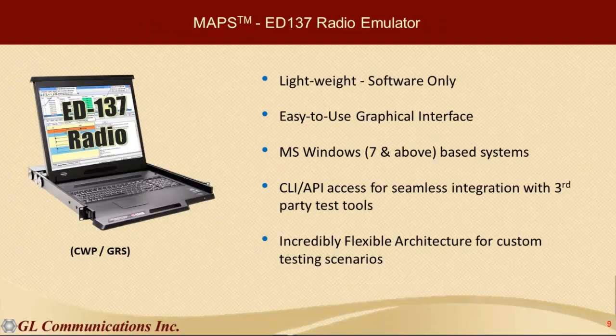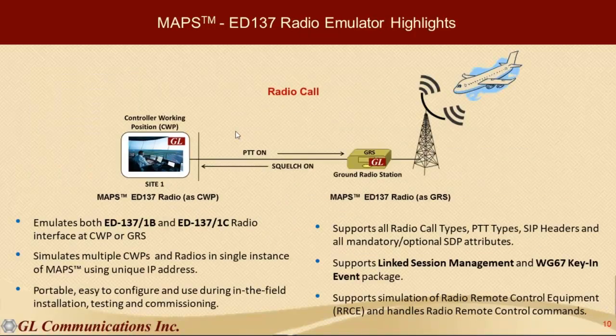Next one is the MAPS ED-137 radio emulator. It comes with the same specifications as telephony. In this image we are trying to show a simple air-to-ground call with MAPS ED-137 radio emulating either a CWP or the GRS, and it supports both ED-137 1P and C standards. Usually the user will have an option to select the standard and node to be emulated when the product is invoked. It also simulates multiple CWPs and ground radio stations in a single instance of MAPS.